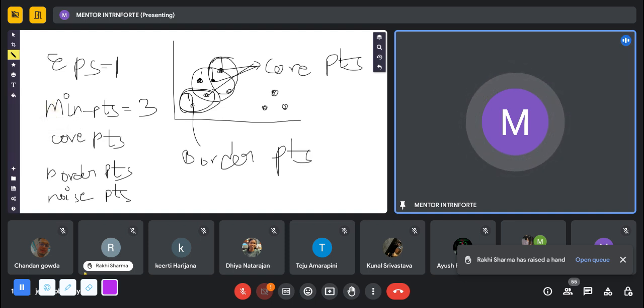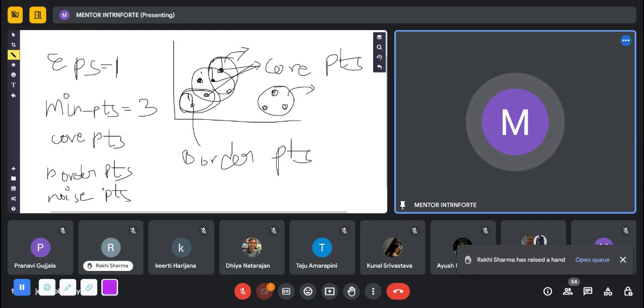Okay, so now see guys, what happens is you have found border points and core points like this. Let's say over here also you have found one core point and border point. And mostly over here, everything is a core point only. You don't have a border point. That could also be a scenario. So this is one cluster and this is one cluster.